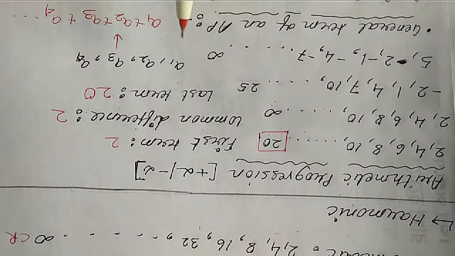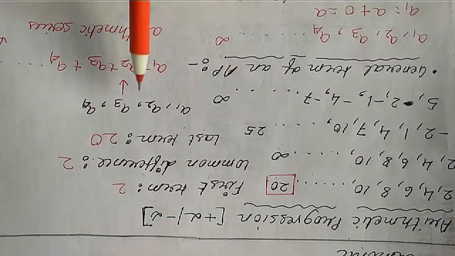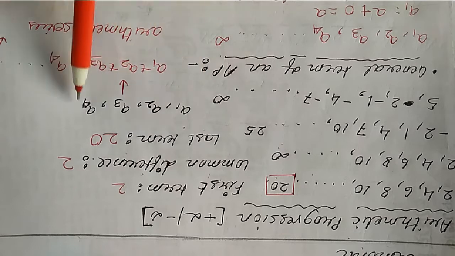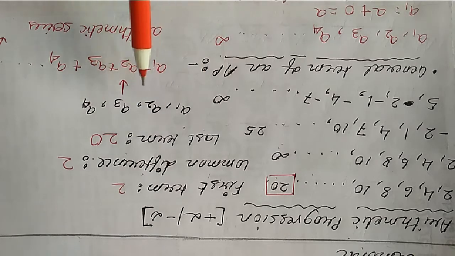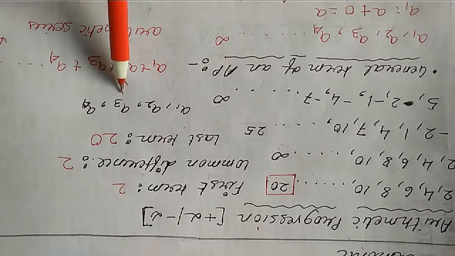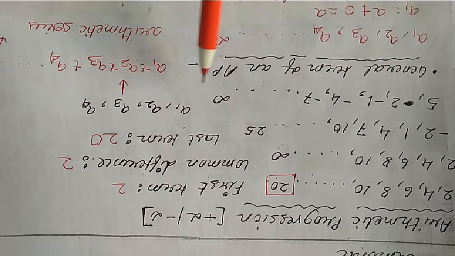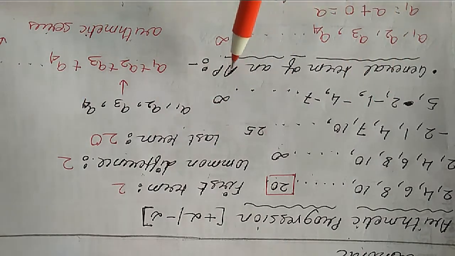Now, coming to another important point. If some numbers a1, a2, a3, a4 are in AP, that is arithmetic progression, then the sum a1 plus a2 plus a3 plus a4 and so on is an arithmetic series. Okay, now these are the brief introduction and the common terminologies.